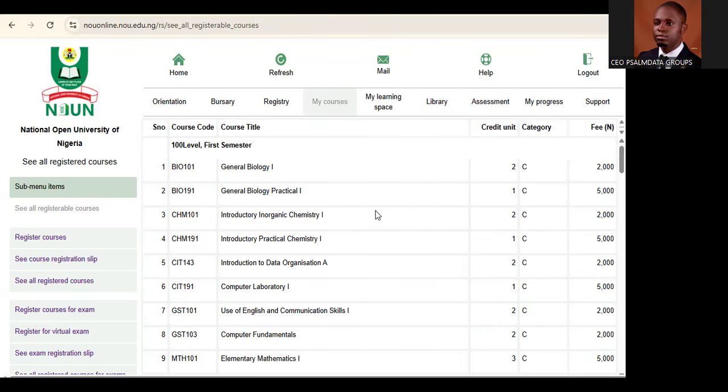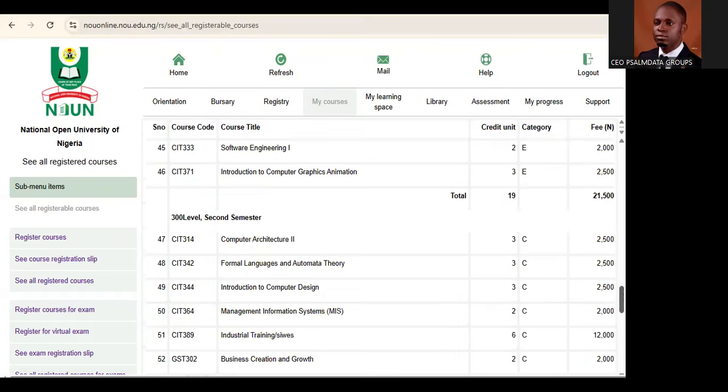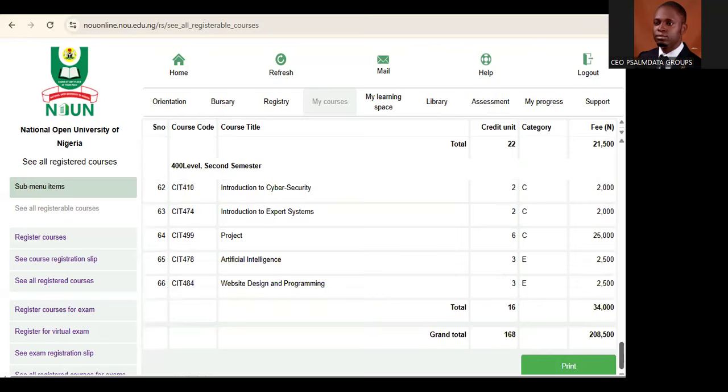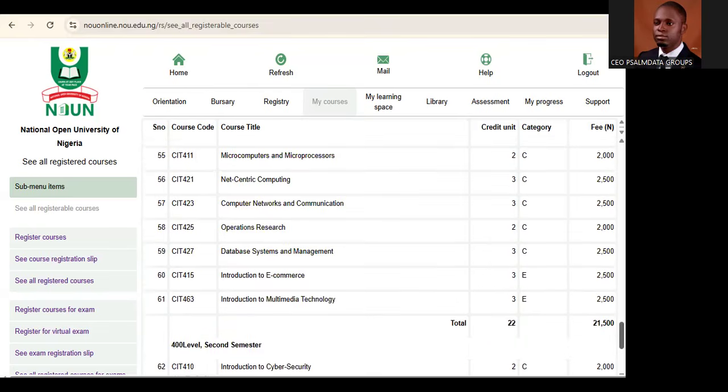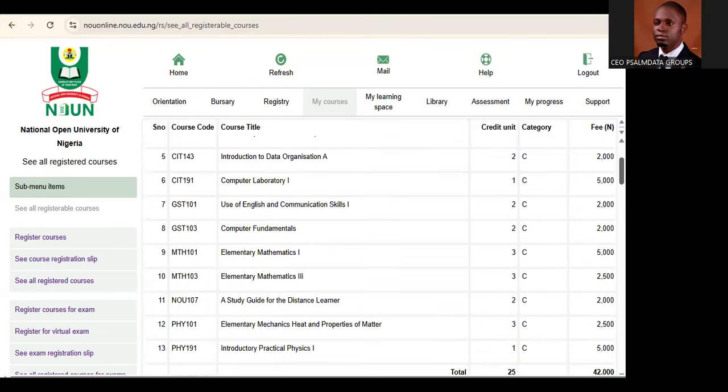So assuming this is my program, I'm expected to have minimum of 120 credit units at the end of my program before I will be due for graduation. What are those credit units we are talking about? Look at the credit unit here. When you log in your portal, click on see all registrable courses. You see all the courses you are going to do throughout your program here. So throughout the 8 semesters you have, these are the courses you will do.